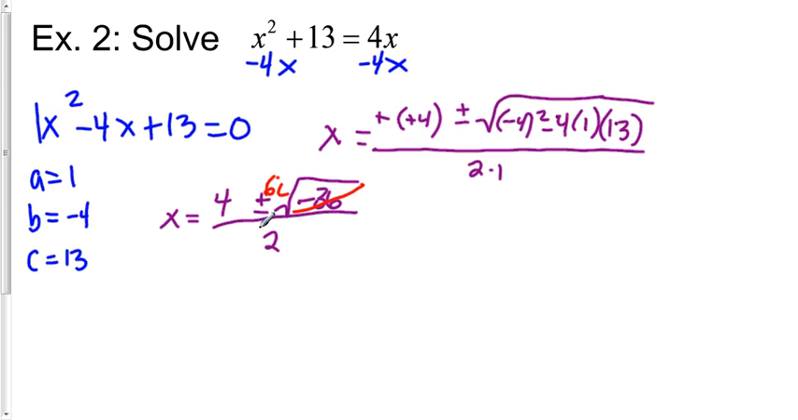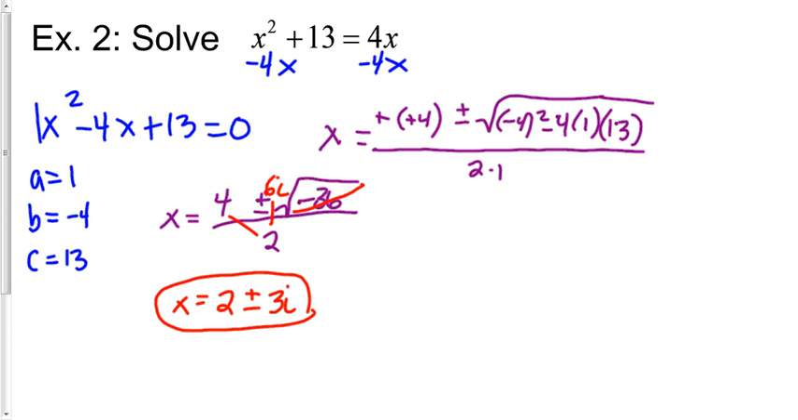And then if you look at our fractions here again, 2 is our denominator. I can reduce this. 2 goes into 4 twice, and 2 goes into 6 3 times. So 4 over 2 is 2. Plus or minus is in the middle. 6i over 2 is 3i. So we've got a complex solution here. 2 plus 3i or 2 minus 3i. Those are the two solutions.